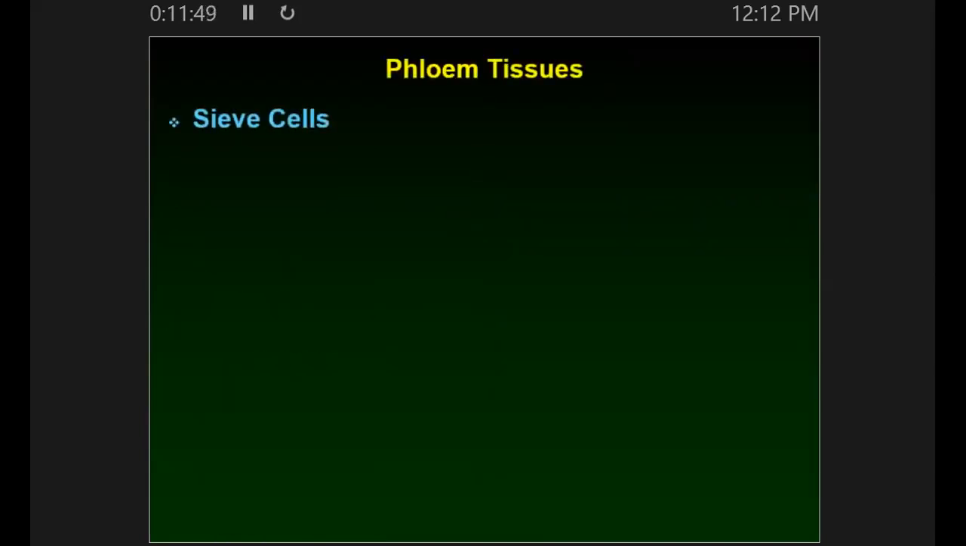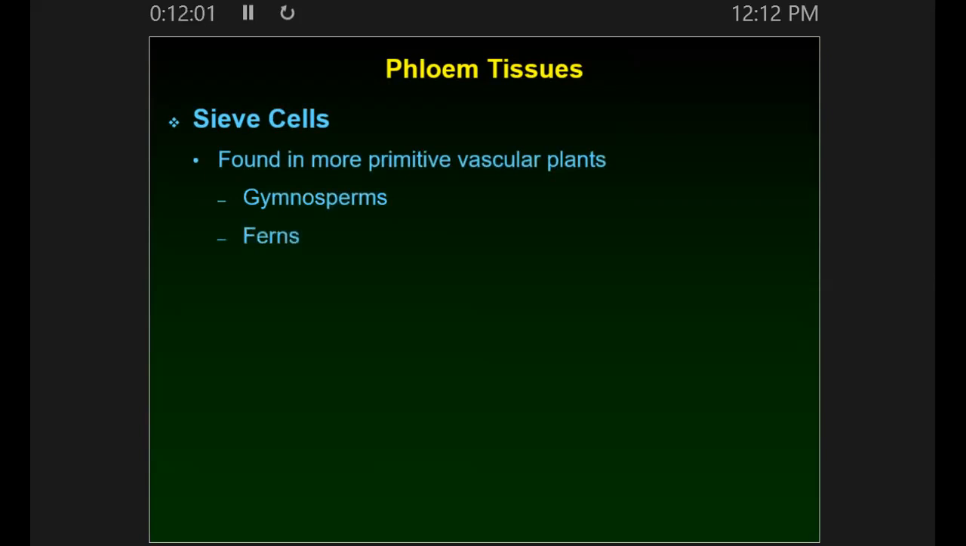Now, in the gymnosperms, we don't see sieve tube members. We see sieve cells. They function a little differently and look a little different. We see them in the more primitive vascular plants, so gymnosperms would fit that category. And then you're going to learn about seedless vascular plants like ferns. Ferns are a good example of seedless vascular plants.